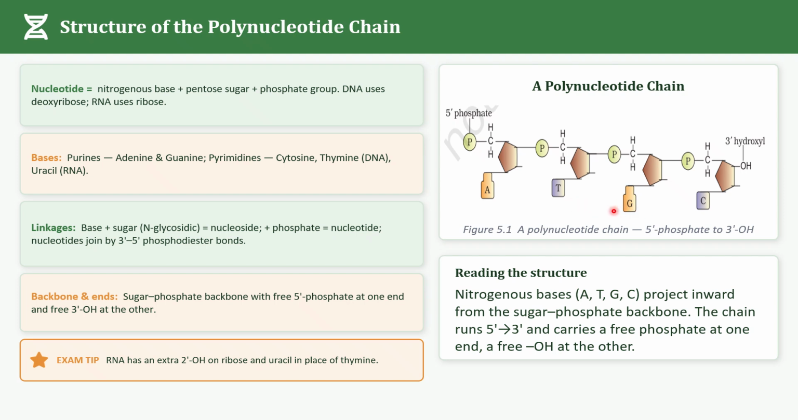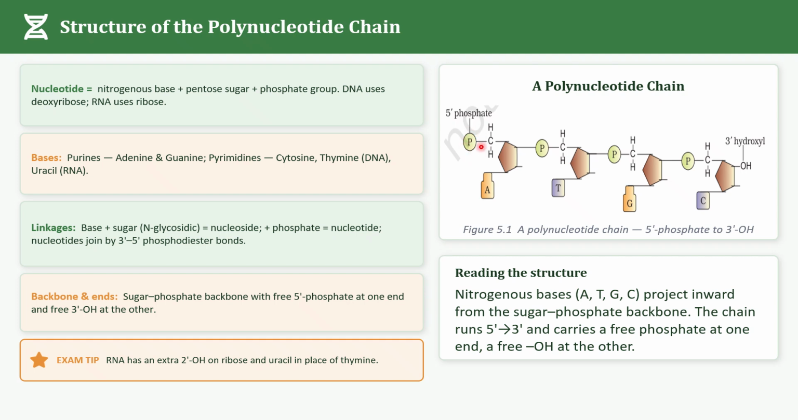And if the sugar is deoxyribose, they become deoxyadenosine, deoxyguanosine, deoxycytidine, deoxythymidine. Next, we are going to see formation of a nucleotide. So, nucleotide formation: a phosphate group joins at the 5' carbon of the sugar through a phosphoester bond.